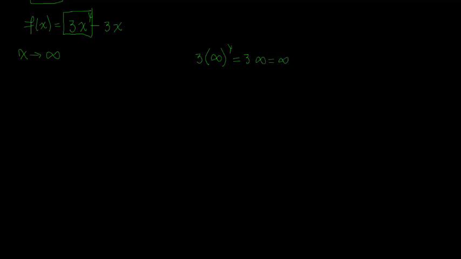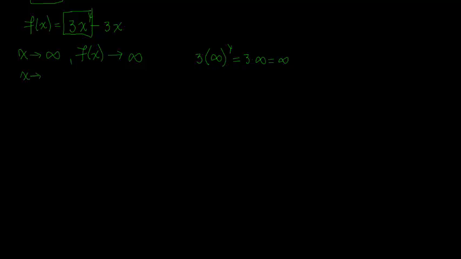Let's look at another example. Let's say f of x is 3x to the fourth minus 3x. So as x goes to infinity, we need to evaluate infinity into the leading term. So I'm going to have 3 times infinity to the fourth, which is 3 times infinity, and that gives me infinity. So f of x is going to go to infinity.